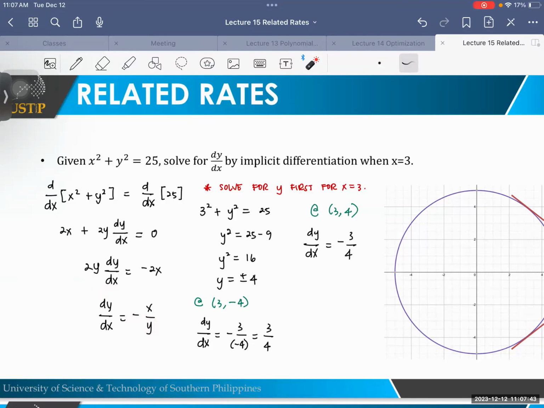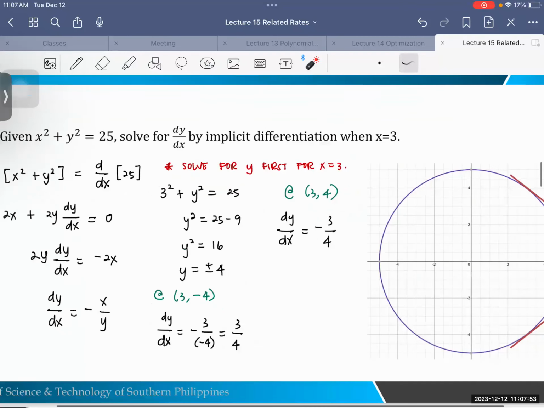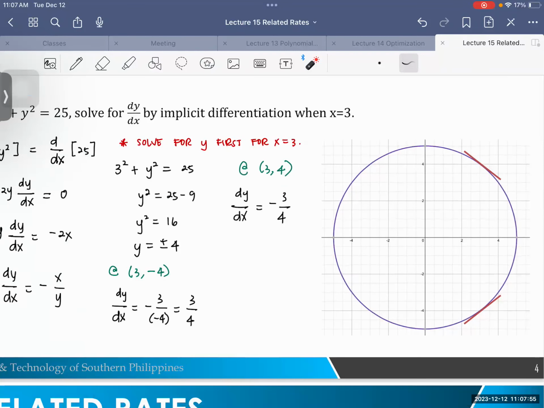So how do we get the value na dayon when x is equal to 3? Now, x is equal to 3, di man siya complete nga point. So ato sa pangitaon class, ang y. Okay. Solve for y first for x is equal to 3. Now, this is a circle. So you will have 2 points. One is here and the other one is here. Okay. So we want to solve what is dy over dx or the slope at this point. Ato sa pangitaon class, when x is equal to 3, what is y?